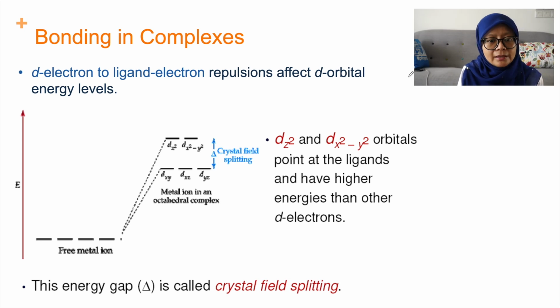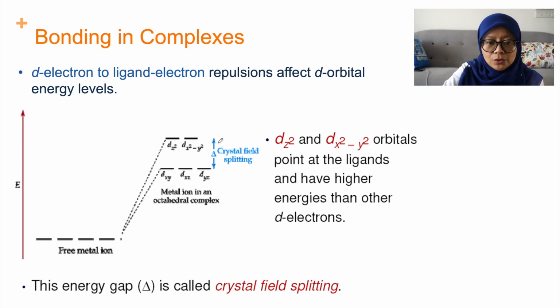Alright, and then for here we have the d electron to ligand electron repulsion affecting the d orbital energy levels. So when you have the free metal ion, and then you have the interaction between the metal and the ligand, these 5 orbitals will start to split, and here it will form this kind of diagram. The dz squared and the dx squared minus y squared orbitals point at the ligands and have higher energies than the other d orbitals because of the location of the orbital itself, right?